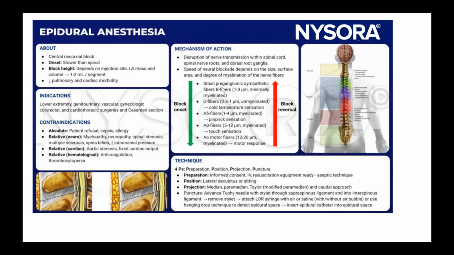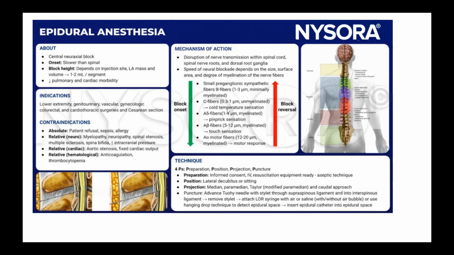So which nerve will get blocked faster, myelinated or unmyelinated? Myelinated. So here you can see the block onset. Small preganglionic sympathetic fibers, B fibers, minimally myelinated, get blocked first. Unmyelinated fibers take a bit longer, then cold temperature, then A delta, then A beta, and A motor fibers. So that is the order in which they will be blocked.